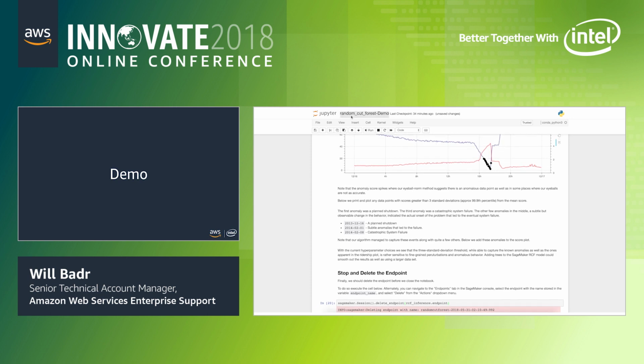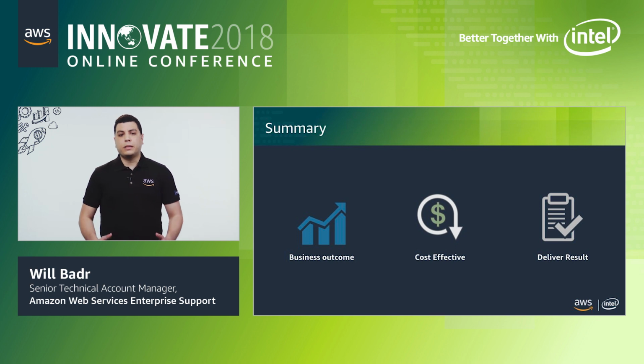Thanks for listening. Detecting anomalies and finding unusual behaviors or patterns is very critical to any business or industry. Whether you work in health, IT and technology, retail, or any other industry, it's crucial to leverage your data to extract insights and drive business outcomes. You can get started now with cost-effective solutions like Amazon SageMaker to generate outcomes, then deliver results.